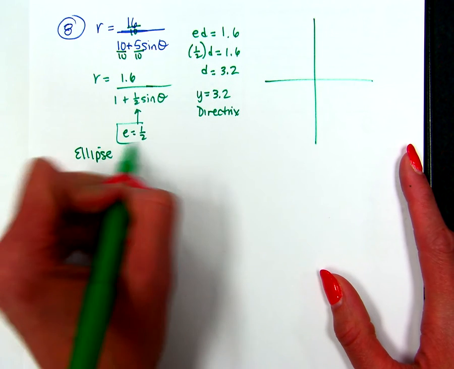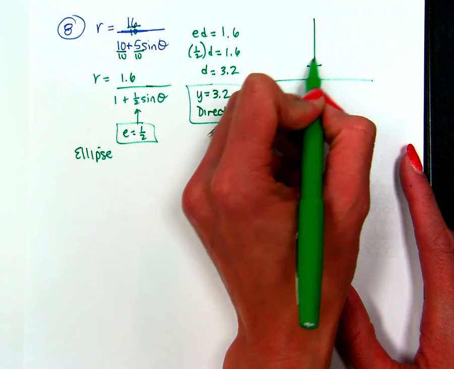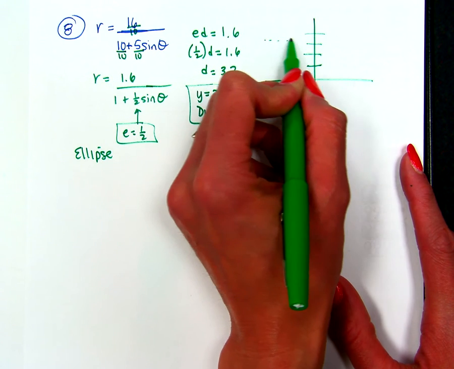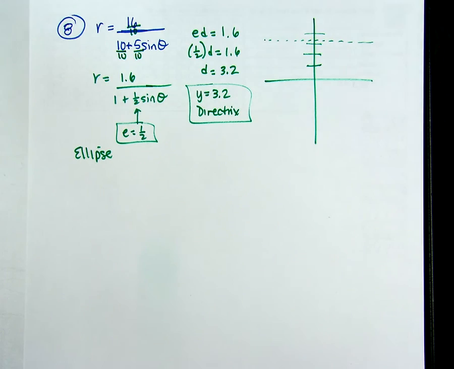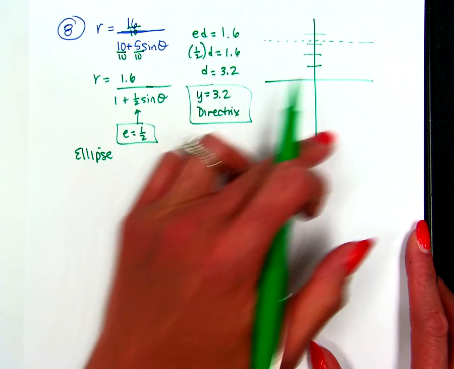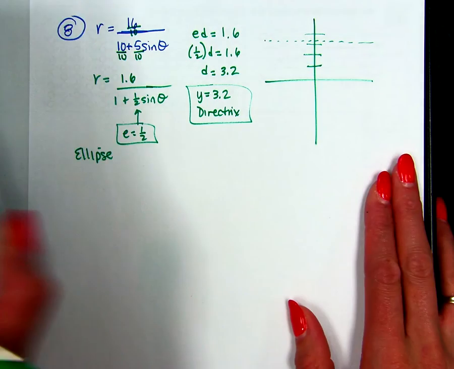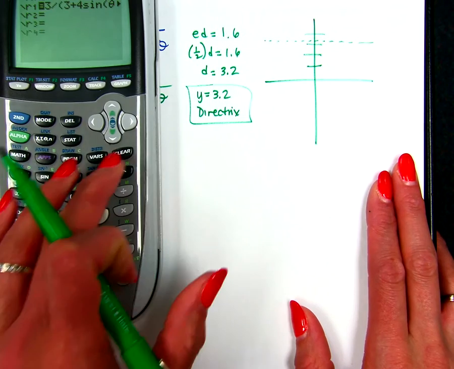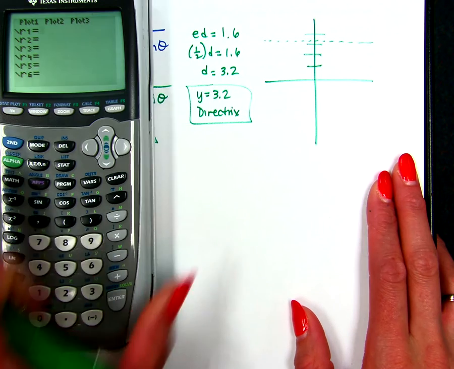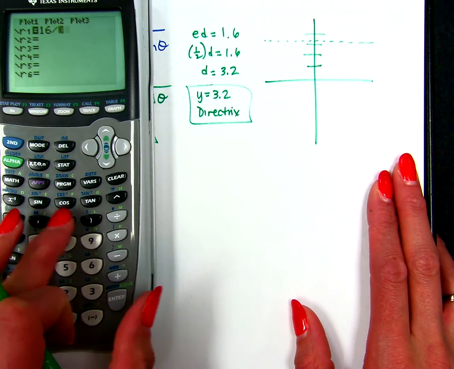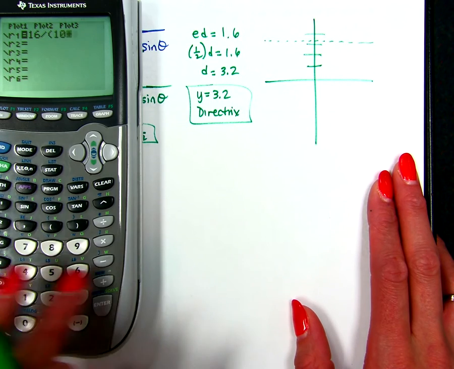All right, so we have our E, we have our directrix. We have 3.2. Here's my directrix. And if you remember the ellipse, the directrix is outside, so your ellipse is going to be over here. And then we're just going to plot it in our calculator to get a table of values, and that'll help us find some points. So I'm just going to put in the original equation, 16 over 10 plus 5 sine theta.